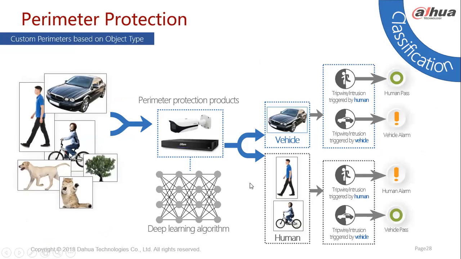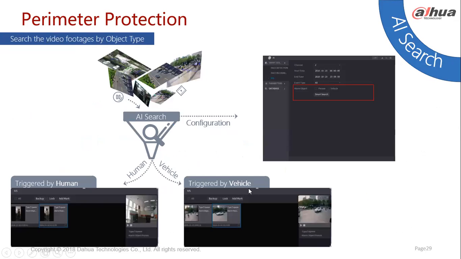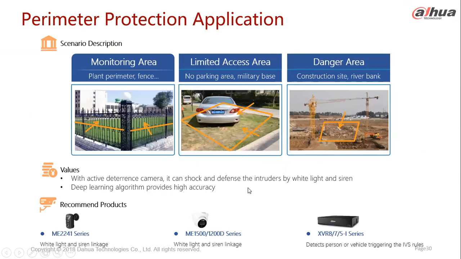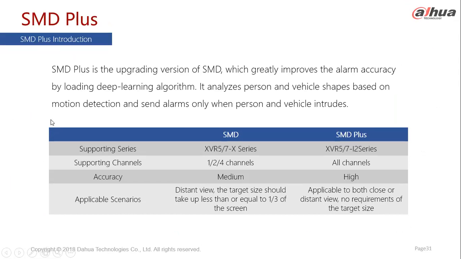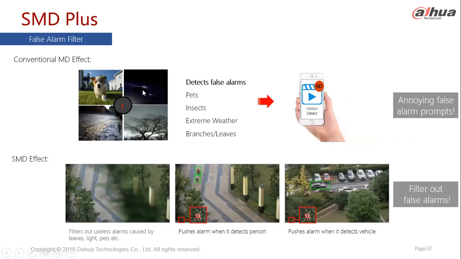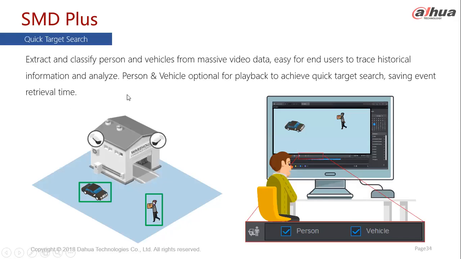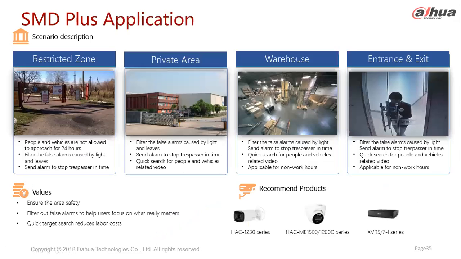So perimeter protection products. You can do intrusion. Some of the recommended products for the same: you can use 5 megapixels or 2 megapixels. Okay, so these are just some of the functions, information that maybe you can check later by yourself.